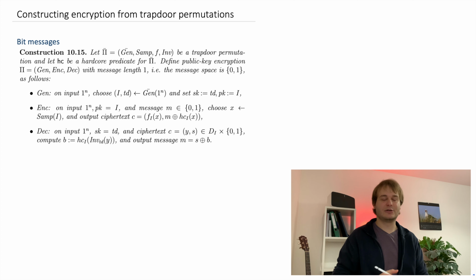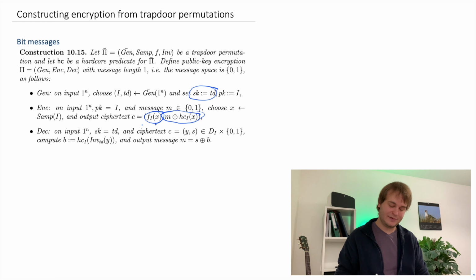So recall this construction that we have here, where we encrypted a single bit m by basically choosing a random x, then blinding m with the hardcore predicate of x, and then adding f of x as like a decryption hint for whoever should decrypt this. And all of this works because the secret key in this construction is actually the trapdoor of the trapdoor permutation.